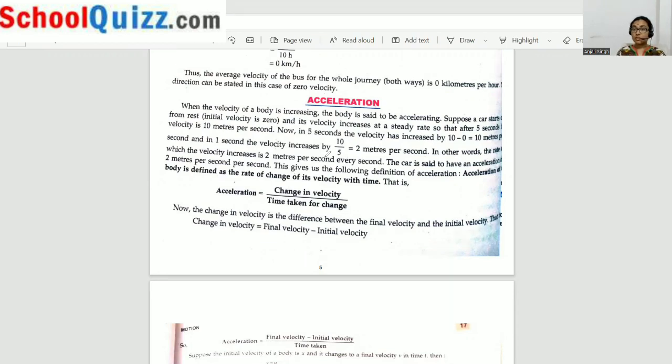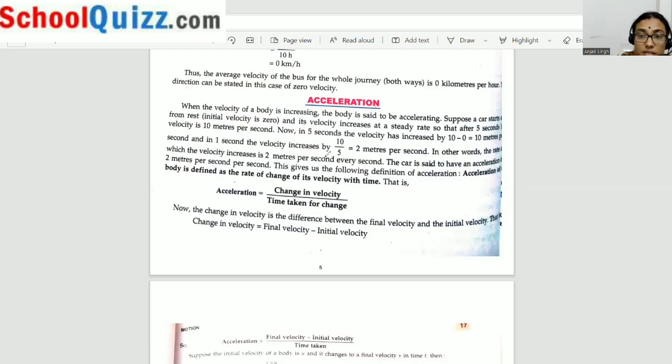But when you talk about acceleration, acceleration is the rate of change of velocity. A body is changing its velocity. Sometimes it will be increasing, or sometimes decreasing. Changing velocity means the velocity gets increased at some rate, or decreased at some rate. Sometimes the velocity will be constant, which means an object is moving with a constant velocity. There will be no change in velocity.